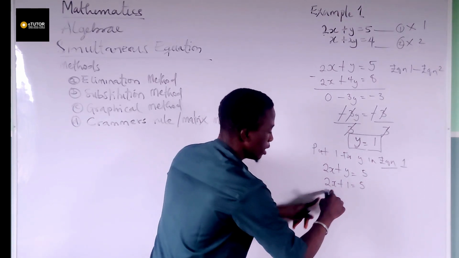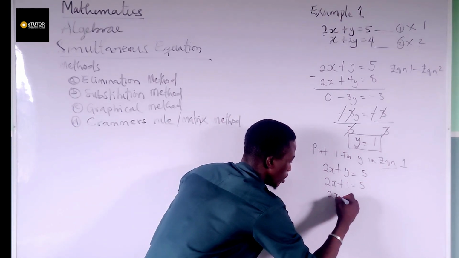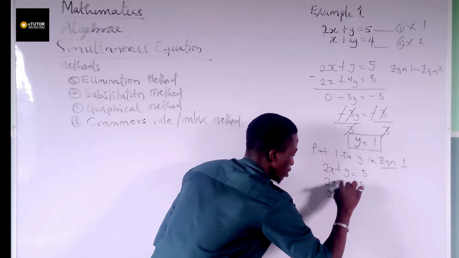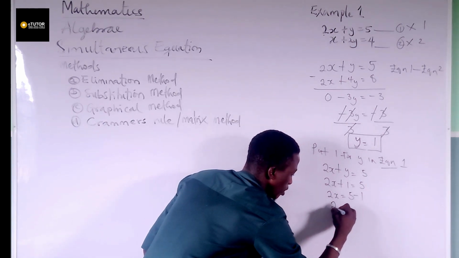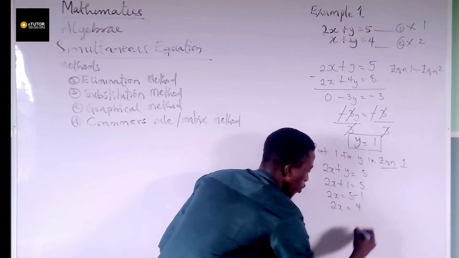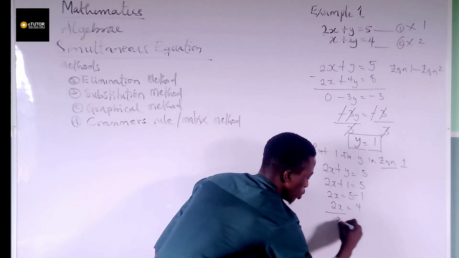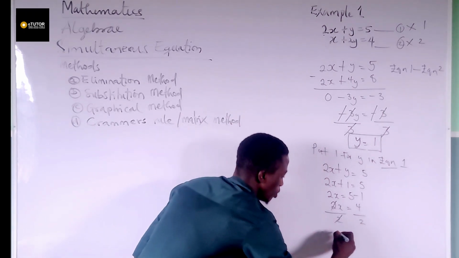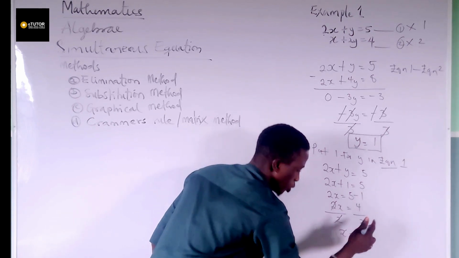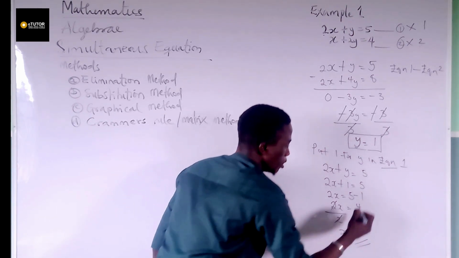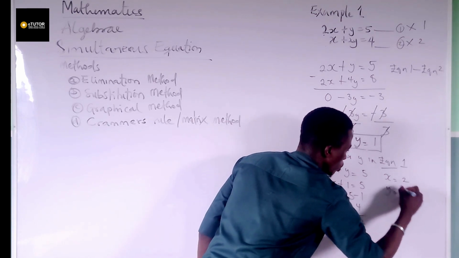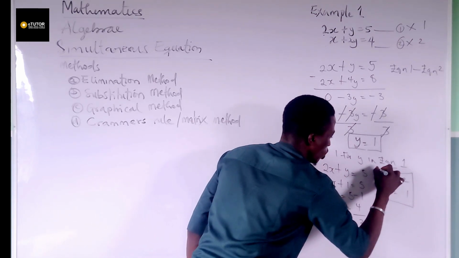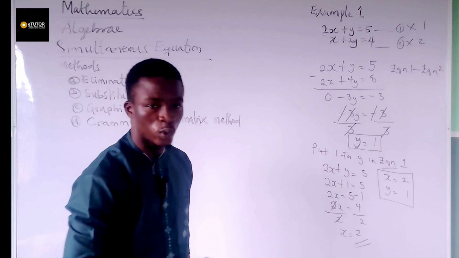Now, collect your like terms. So my 2x equals 5 minus 1. So 1 will go over this side. So we have 2x equals what? 4. So divide both sides by 2. So my x equals 4 divided by 2, which is 2. So my x is equal to 2, while my y is equal to 1. We have solved this question.